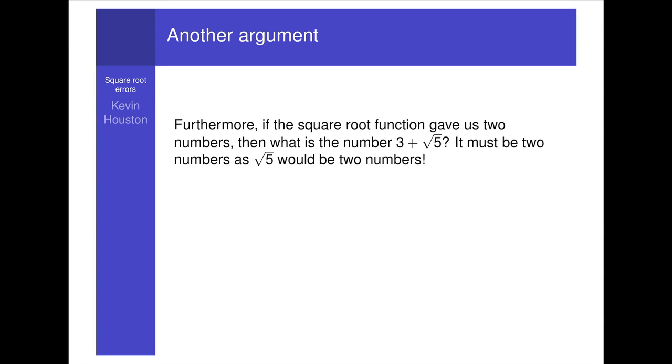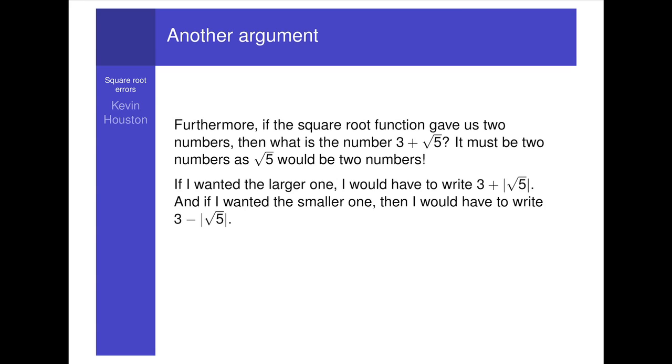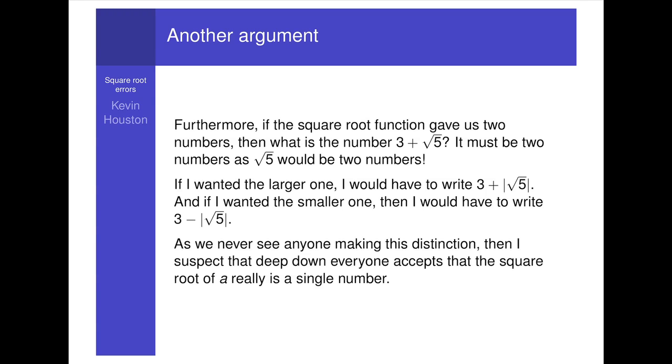Furthermore, if the square root function gave two solutions, then what is the number 3 plus square root of 5? It must be two numbers, as square root of 5 would be two numbers. If I wanted the larger one, I would have to write 3 plus the modulus of square root of 5. And if I wanted the smaller, I would have to write 3 minus the modulus of square root of 5. As we never see anyone making this distinction, then I suspect that deep down everyone accepts that the square root of a really is a single number.